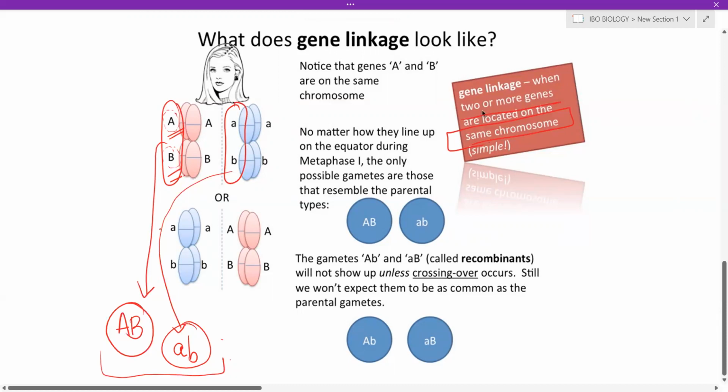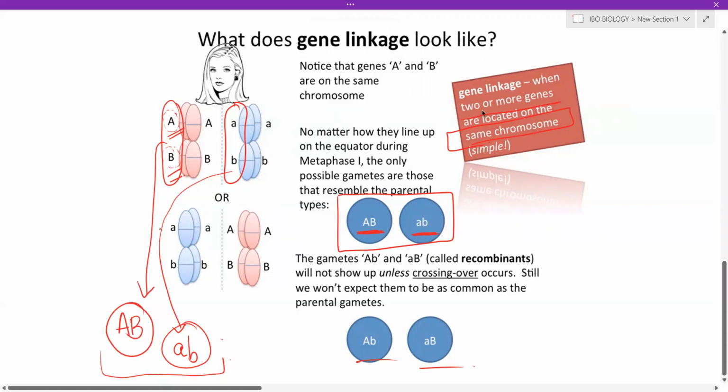A capital A and a capital B over here, or a small a and a small b, this is where crossing over can take place. The second combination is only possible in a very special circumstance. But before that, let's assume they assort independently. In gene linkage, you cannot have more gametes. A capital A will only have capital B and that's it, nothing else, not a small b. A small a will only get small b.